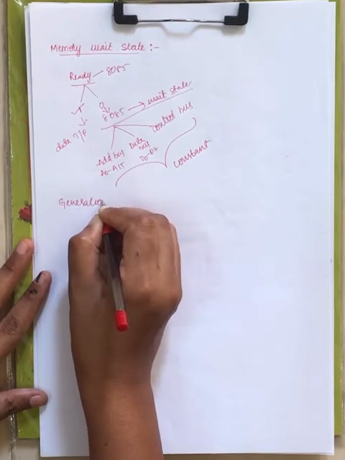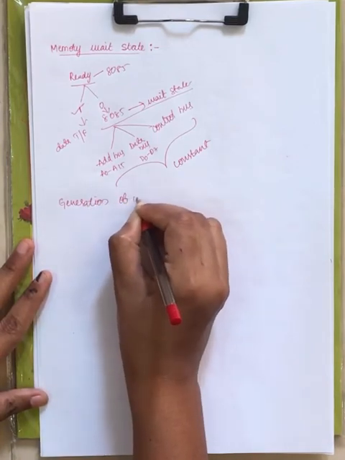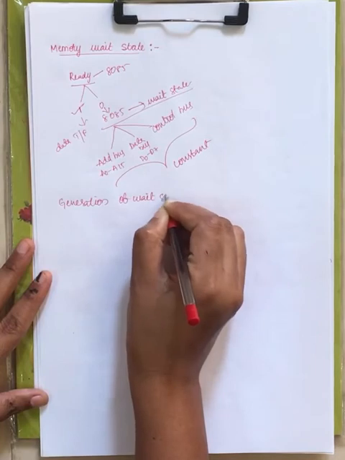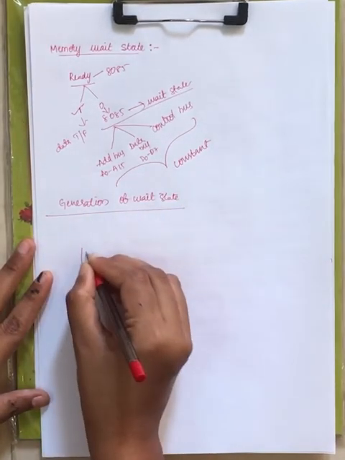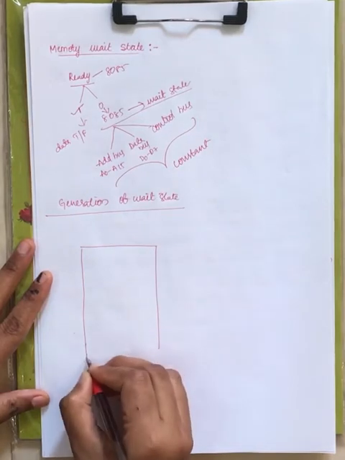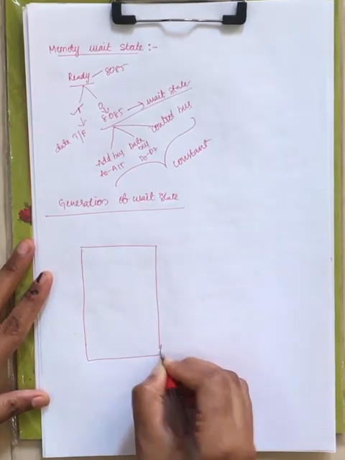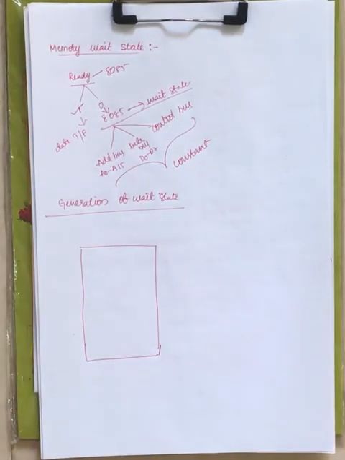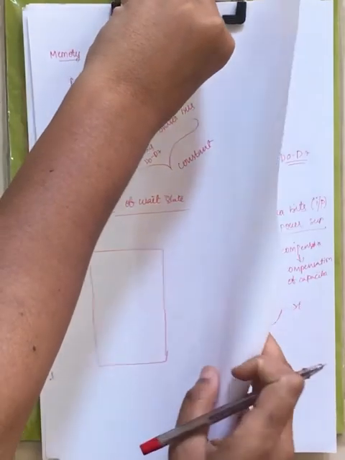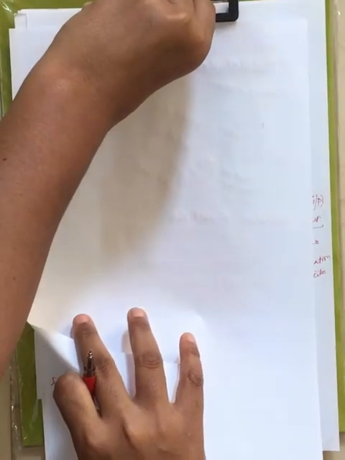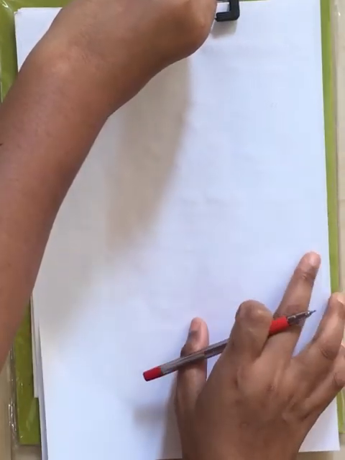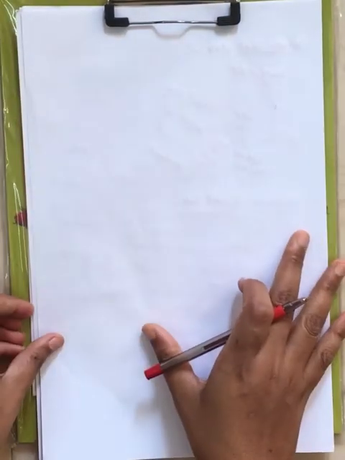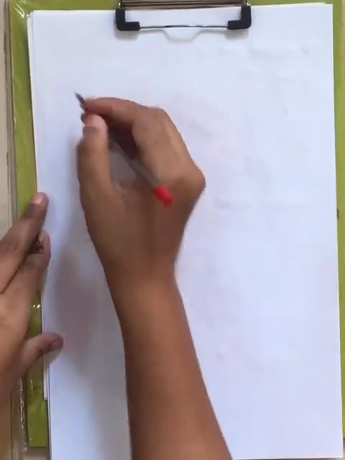Now let us see the generation of wait state. You have a D flip-flop. I will draw it on the next page because you also have timing diagrams, and those two should be together, then only will you understand its generation. Now let me draw its diagram first.